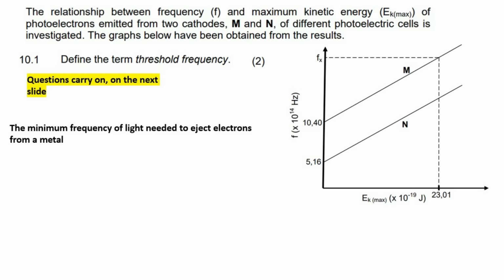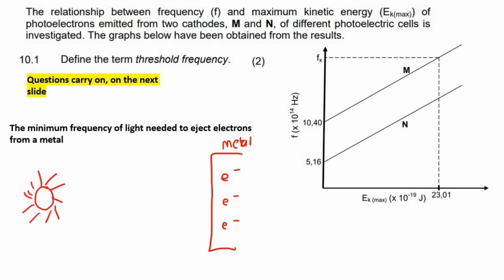Remember that if you have a metal, okay, so let's say this is a metal, we know that this metal has electrons, right? And if you could take some type of light, okay, so let's say this is our light, like a light bulb or something, and that light is going to travel towards the metal. And remember that this light has a specific frequency.